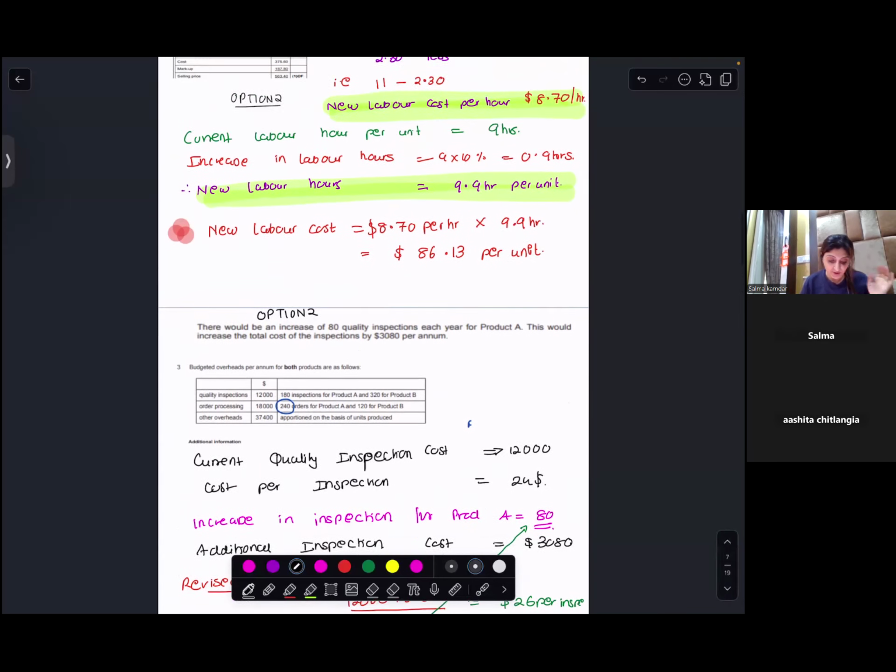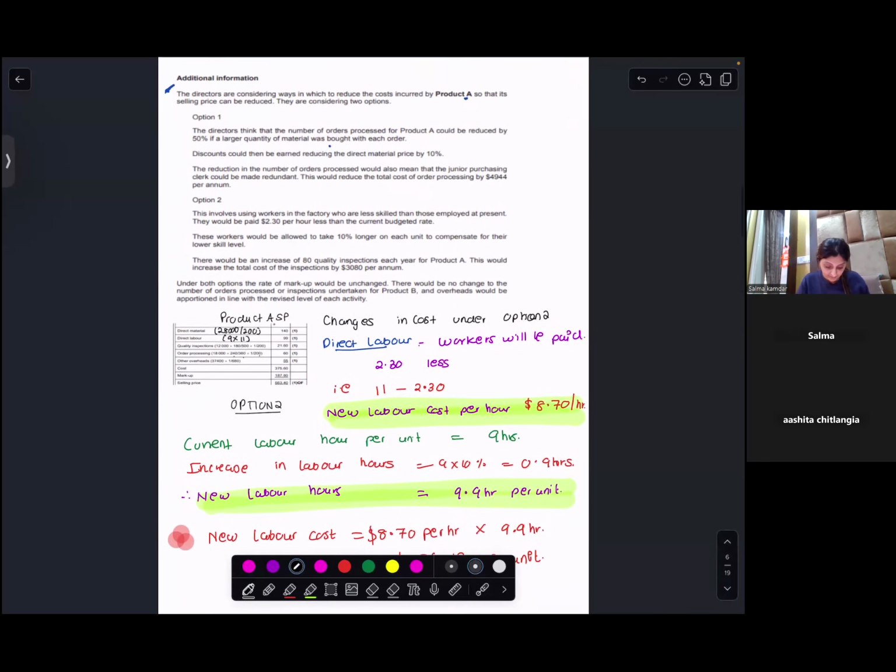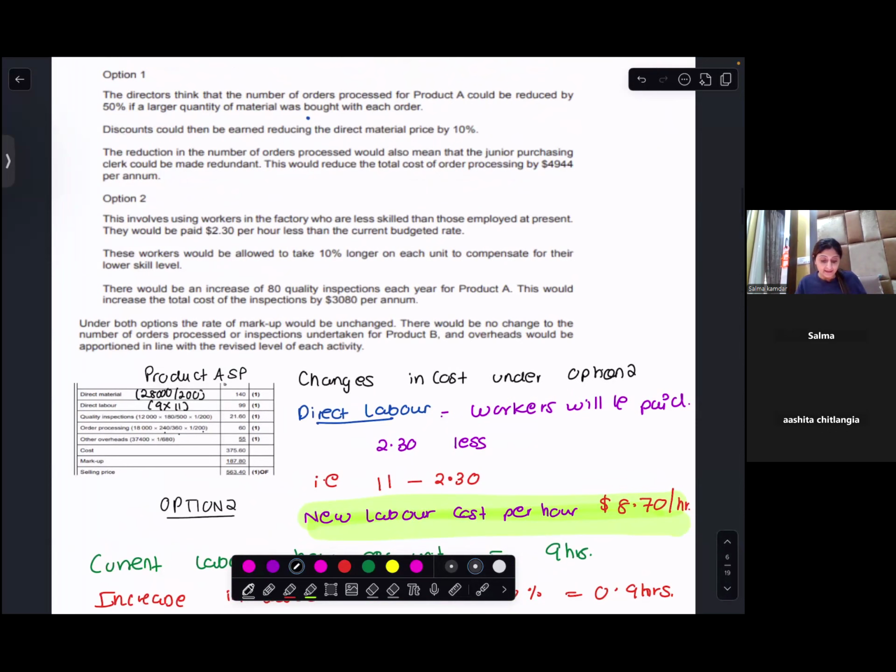Okay, now I read option 2. What is option 2 telling? This involves using workers in the factory who are less skilled than those employed at present. Okay, stop. I want to reduce my cost price. To reduce my cost price, I had option 1 and I calculated the new cost as per option 1 and the new selling price. Now I have to calculate the cost as per option 2.